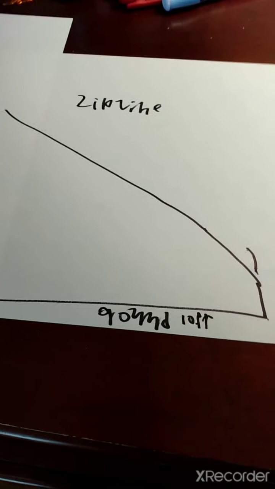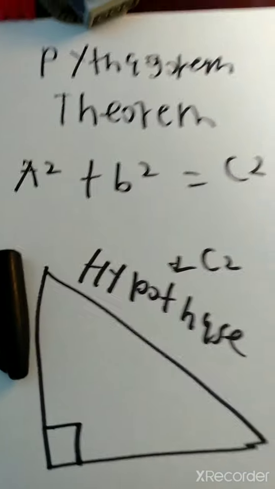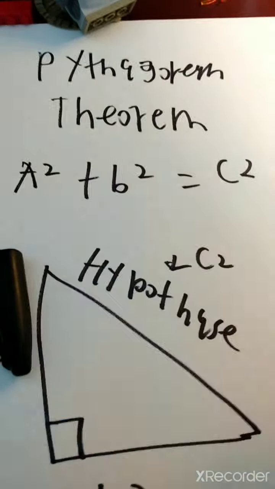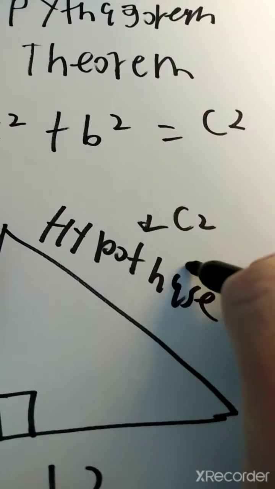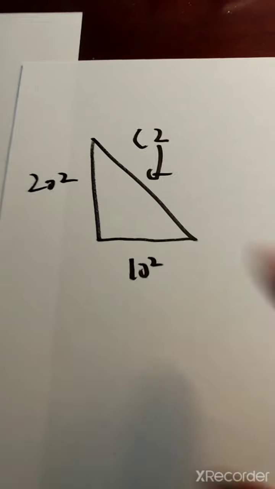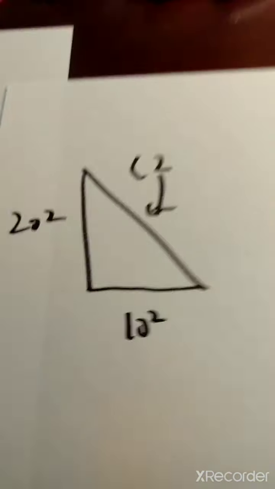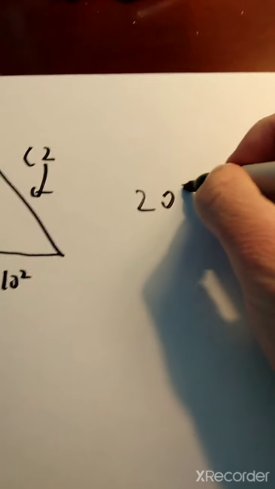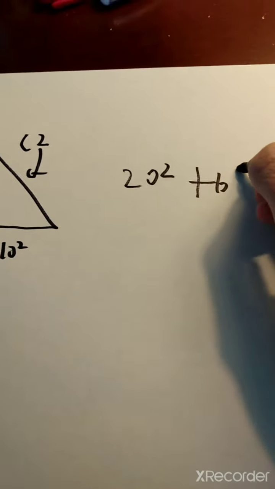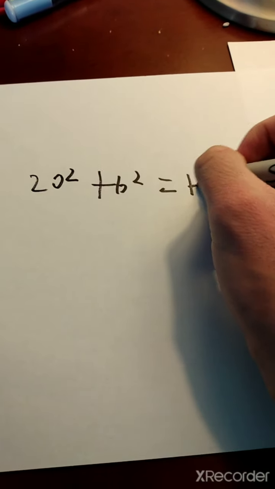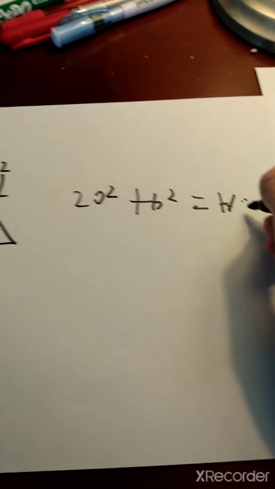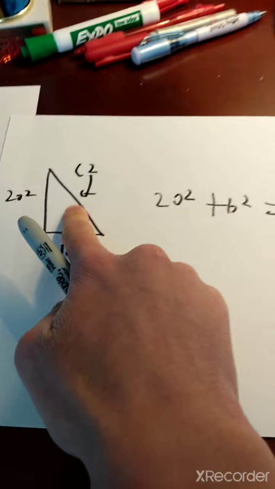So then, you write this formula: a squared plus b squared equals c squared, which is the hypotenuse right here. So here is the diagram of the triangle. If we write that into the formula, we're saying 20 squared plus 10 squared equals the hypotenuse squared. So, what is the hypotenuse?